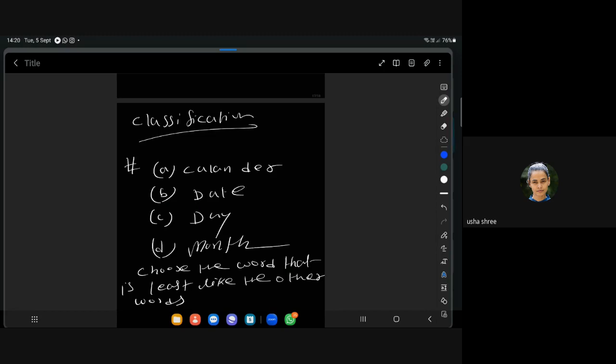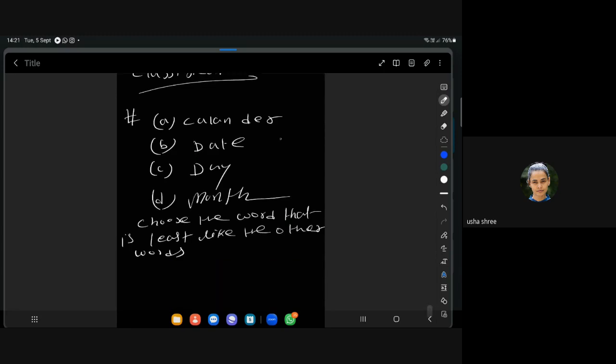Is it calendar? Yes, it is calendar. Why? Because in the date we'll have the day and month. Day, date, and month are the parts of calendar, right? In a calendar, all these things are available. That's why they have a similarity. What is the similarity? They belong to the calendar.